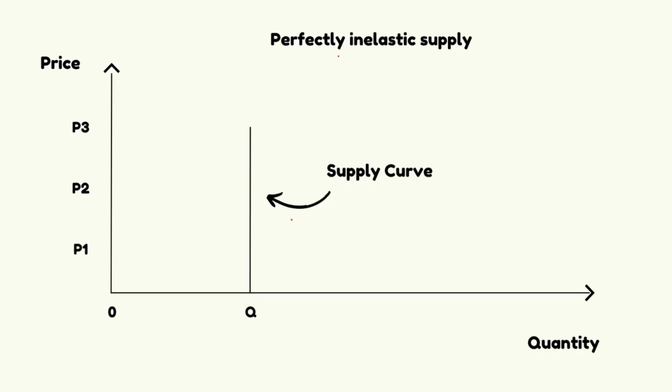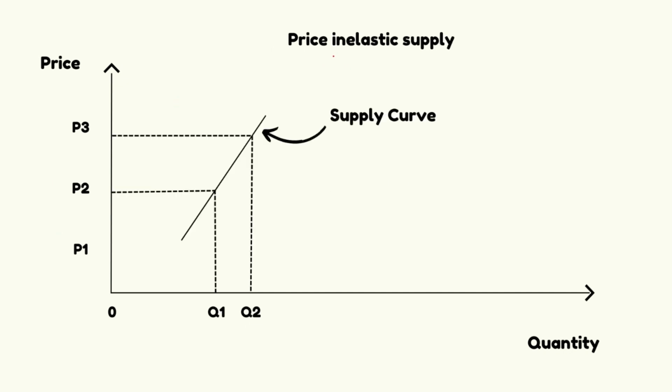This is the supply curve for perfectly inelastic supply. This is where even though the price is changing, the supply quantity is constant, which means supply is not sensitive to price changes at all. For perfectly inelastic supply, we will get the price elasticity of supply as 0.